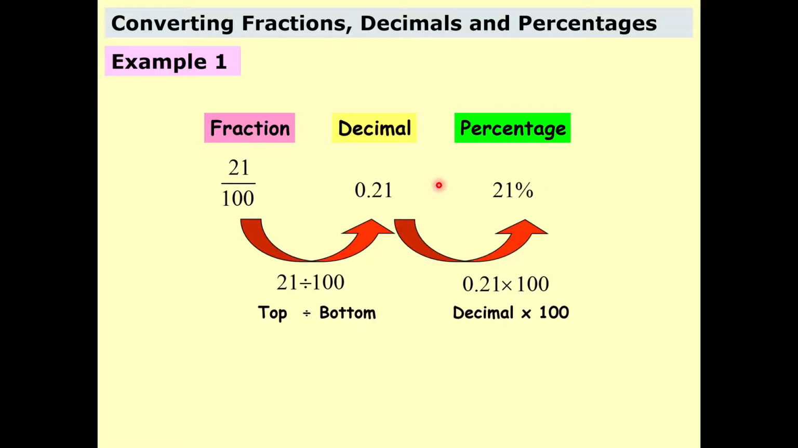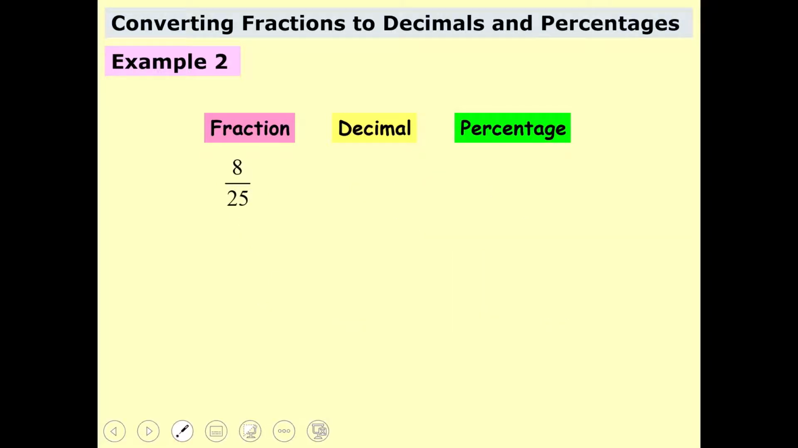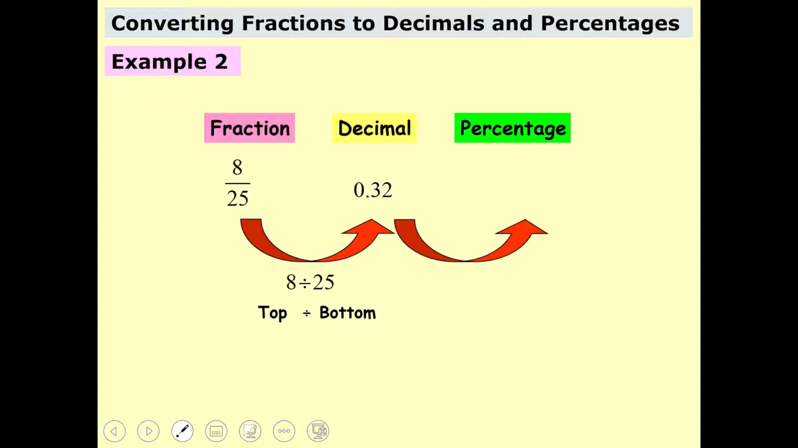Let's look at a second example. So this time we have a fraction as 8 over 25. So we want to change that into a decimal first by doing the calculation, 8 divided by 25, which is top divided by bottom, to get 0.32. And once we've got that decimal, we can then change that into a percentage by multiplying by 100. So decimal times it by 100 to get into a percentage, to get 32%.